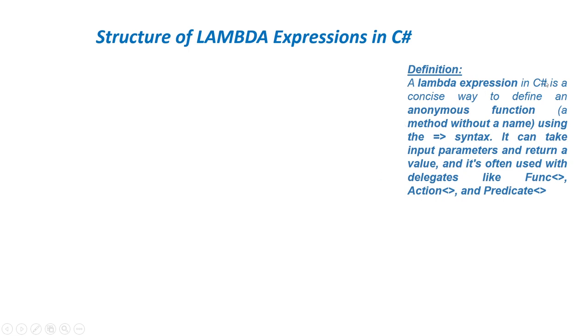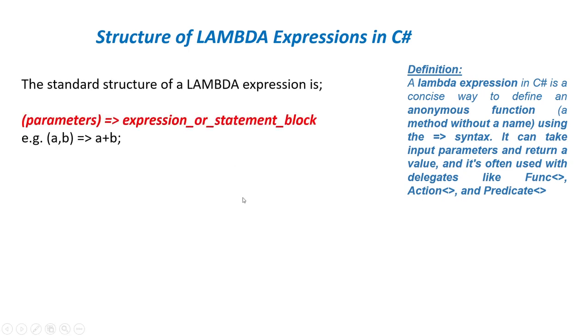So in summary, it is a concise way to define an anonymous function, which is a method without a name, using the maps to syntax. And that is all you need to know about Lambda expression in terms of its definition. Now moving forward, what is the structure of a Lambda expression? Now that we know the definition, what is its structure?